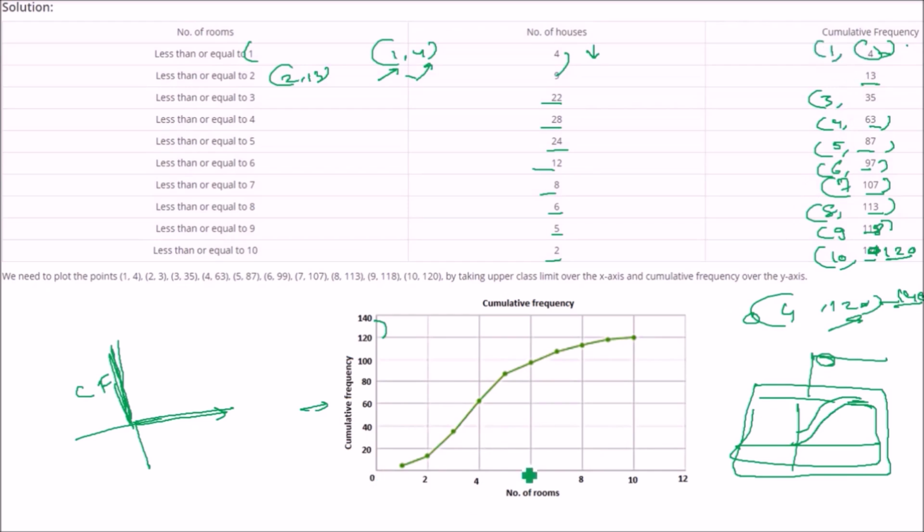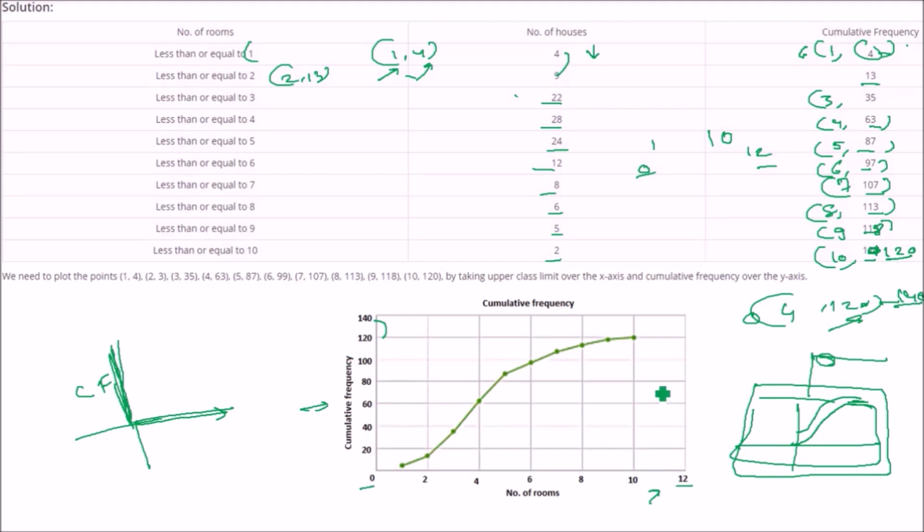So x is 1. For the x-axis, 1 is the minimum and the highest is 10. So we can start with 0 and go up to 12, taking a difference of 2. It depends totally on you what kind of numbers you take, but I've told you the maximum and minimum limit. This is how we make the graph.